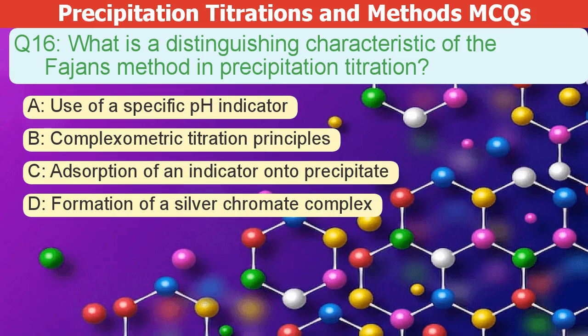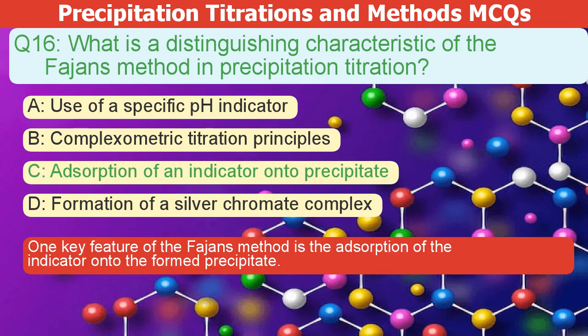What is a distinguishing characteristic of the Fajans method in precipitation titration? A. Use of a specific pH indicator. B. Complexometric titration principles. C. Adsorption of an indicator onto precipitate. D. Formation of a silver chromate complex.